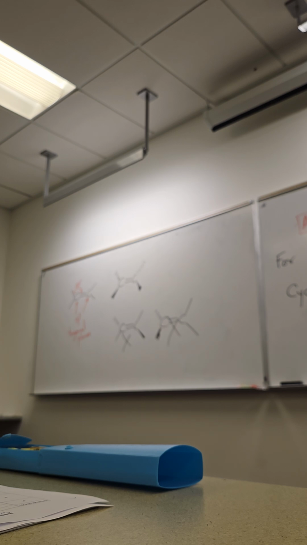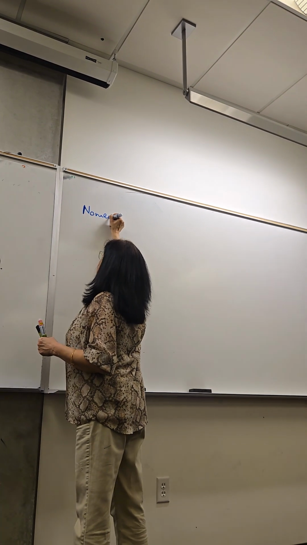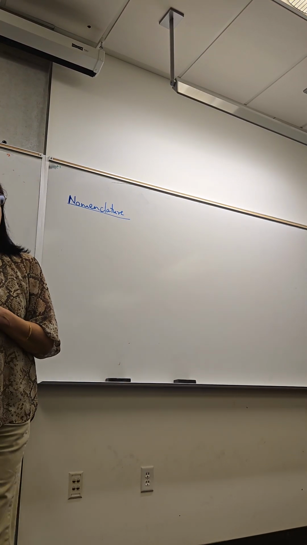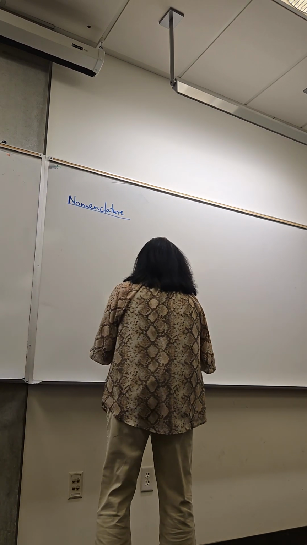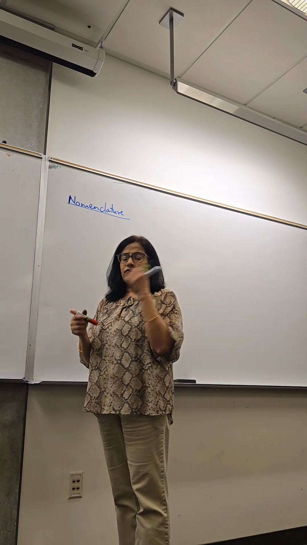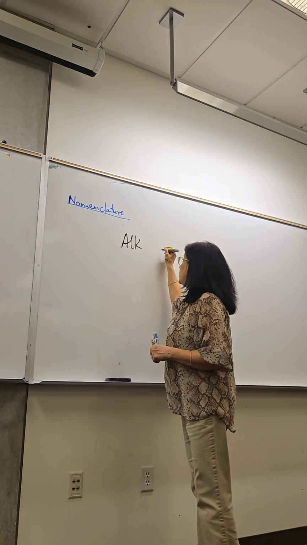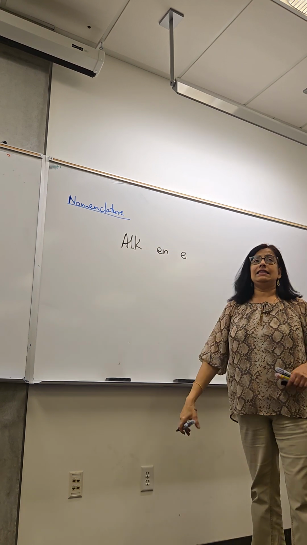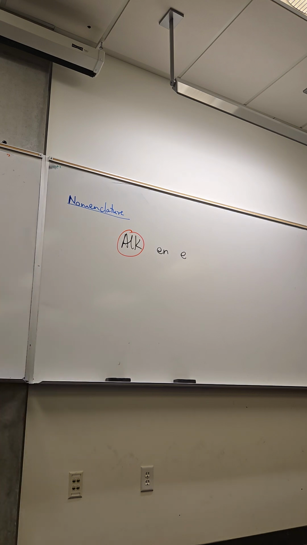Let's talk about naming alkenes. IUPAC nomenclature of alkenes. The word alkene can be divided into three parts, just like the word alkane can be divided into three parts. The first part is alk, the second part is en, and the third is the e at the end. Can someone remind me what the alk tells us? Number of carbons in the molecule.